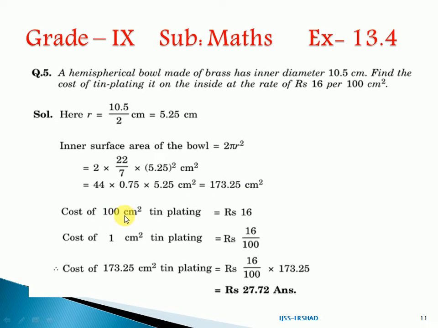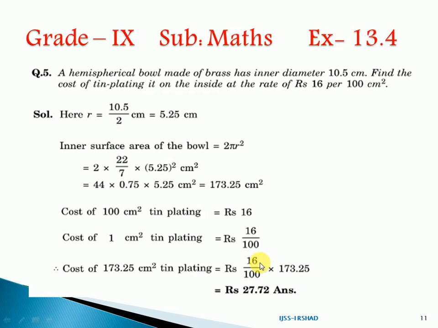So the cost of 100 centimeter square tin plating is rupees 16, they have given. So first we will find the cost of 1 centimeter square tin plating. What it will be: this 16, this 100 will come down, means 16 by 100. The cost of 1 centimeter square tin plating will be rupees 16 by 100. Therefore, the cost of this area we have found, how much will it be? So the cost of 173.25 centimeter square tin plating is equal to whatever is here for 1, multiplied with our area. So 16 by 100 multiplied by 173.25.